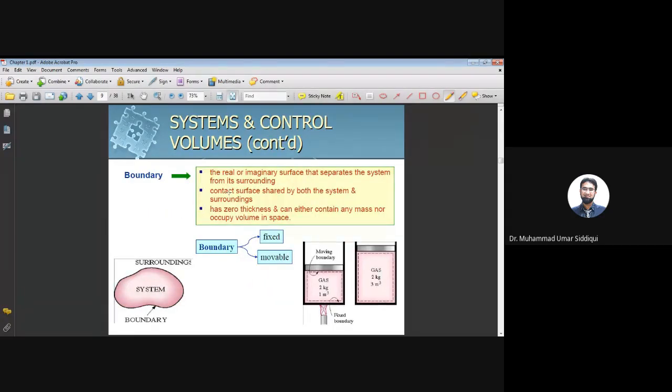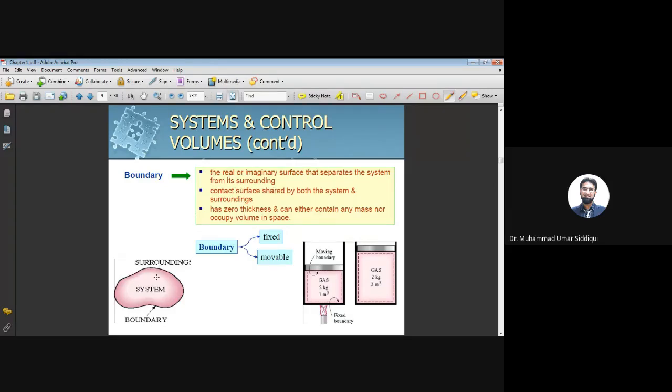Boundary. In thermodynamics, boundary has a specific definition. First of all, it has to be either a real or imaginary surface that separates the system from its surrounding. So the boundary should be a clearly defined region which separates the system and the surrounding. It is the contact surface shared by both the system and the surrounding. Boundary shares its surface with the surrounding as well as with the system.